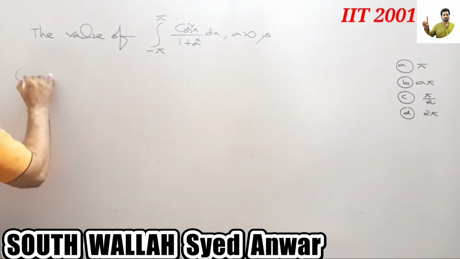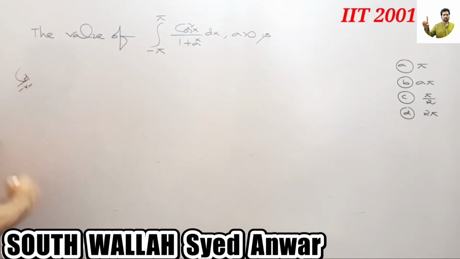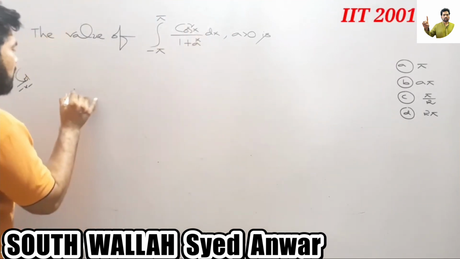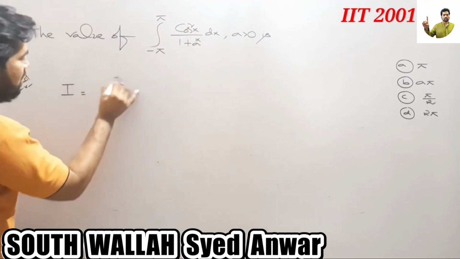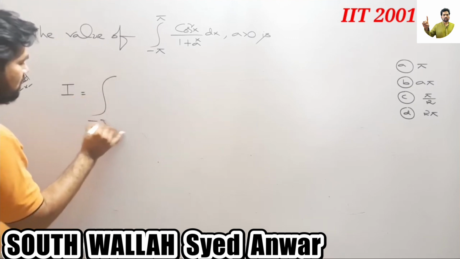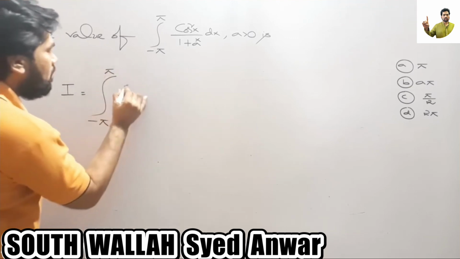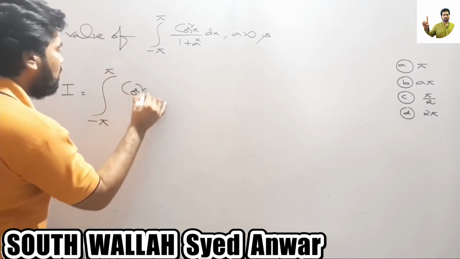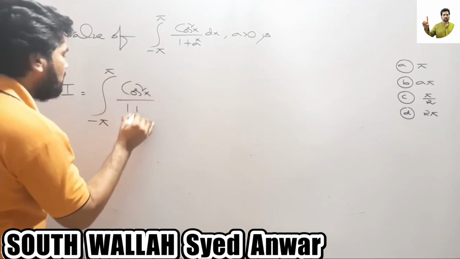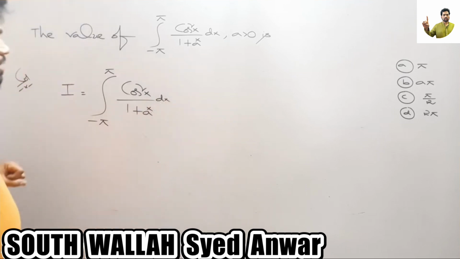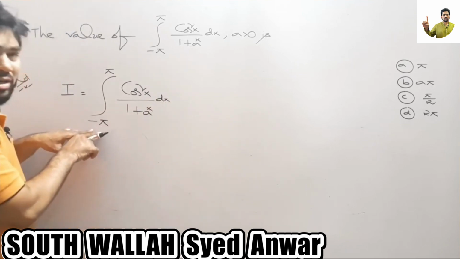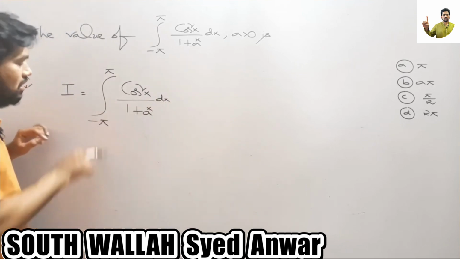We'll see the solution for this question. First of all, let this be denoted by capital I. So capital I is equal to integral from minus pi to pi of cos square x upon 1 plus a power x into dx. This is the given information. Next, just observe the limits here.